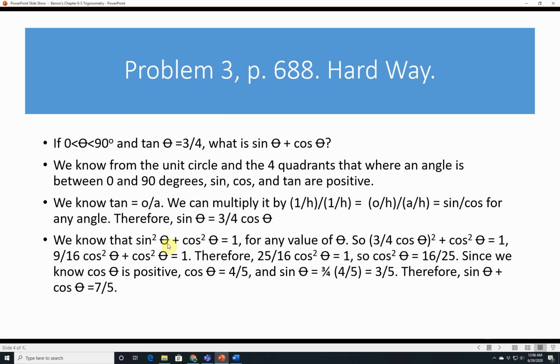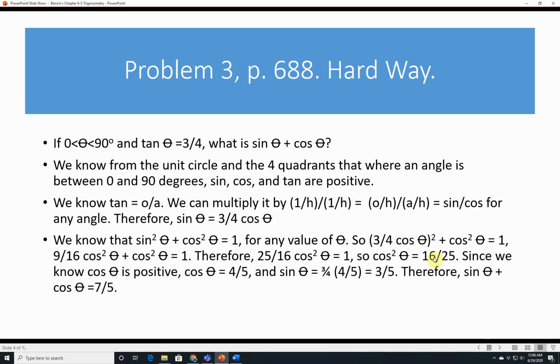We know that sine squared theta plus cosine squared theta equals 1. That's just a basic trigonometric identity. It's a trig identity for any value of theta. So 3/4 of cosine theta squared plus cosine squared theta is equal to 1. That means 9/16 of cosine squared theta plus cosine squared theta is equal to 1. Therefore, 25 over 16 cosine squared theta, we're just adding these together, equals 1.